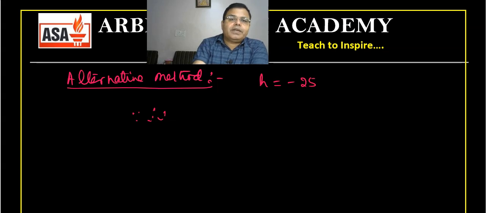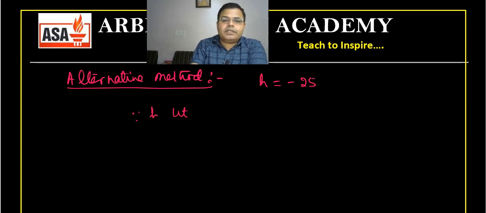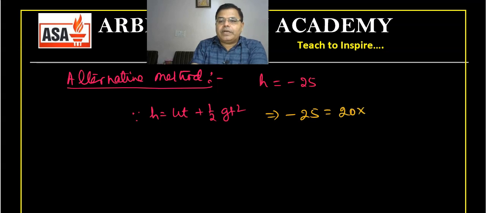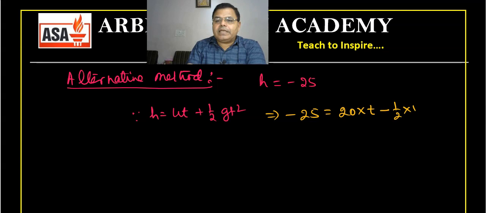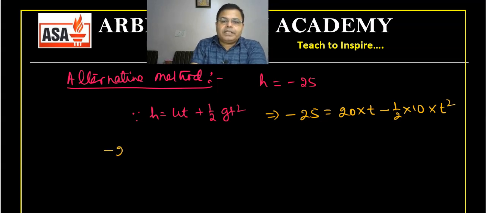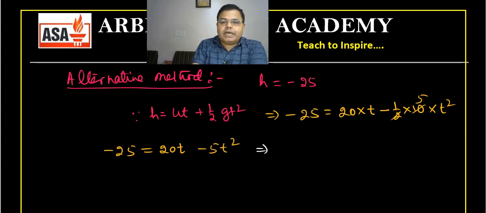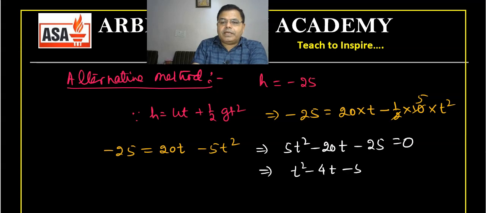since h is equal to ut plus half gt square, we can use this minus 25. At minus 25, u is 20, t you do not know, and g is minus 10, because the direction of motion is upward, and t square. So in that case, what will happen? Minus 25 is equal to 20t, and this cancelled by 5, minus 5t square, which will come as a quadratic equation. That means 5t square minus 20t minus 25 is equal to 0. If we cancel this by 5, this will be t square minus 4t minus 5 is equal to 0.